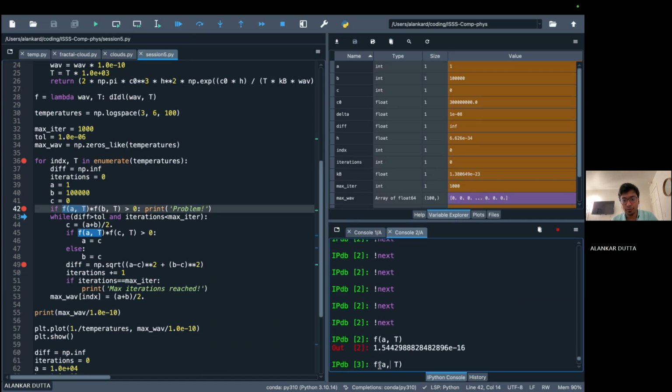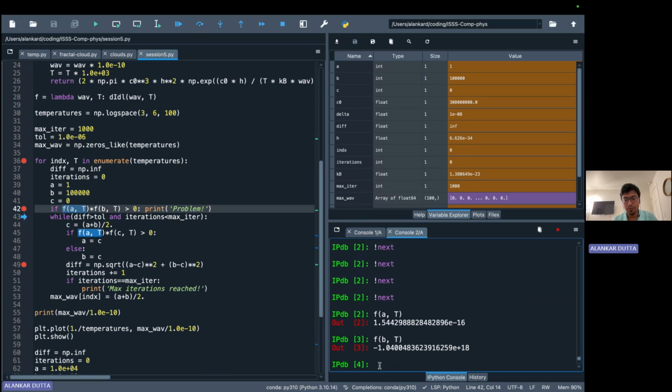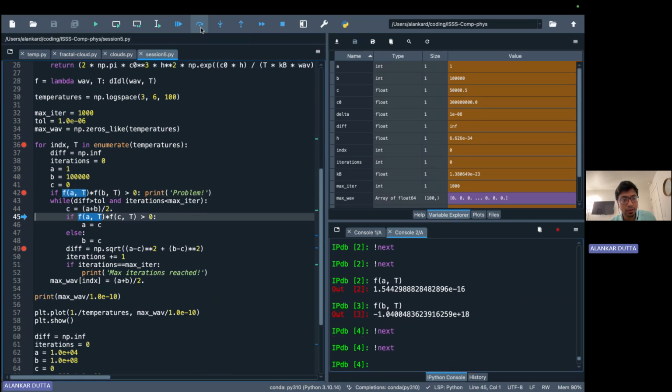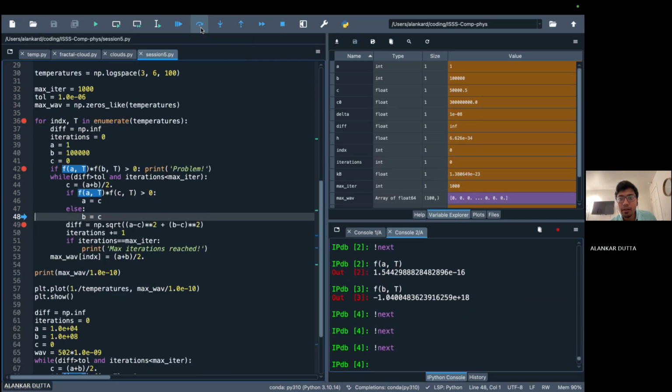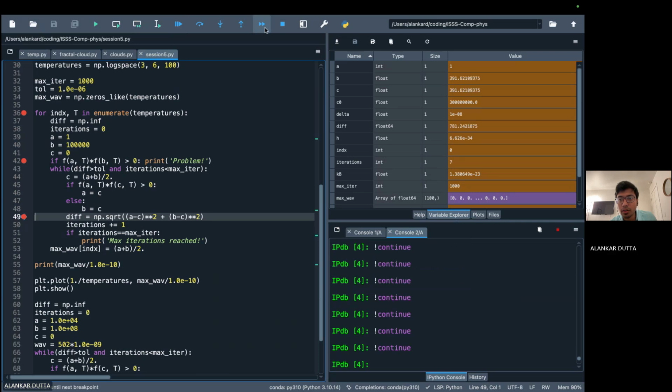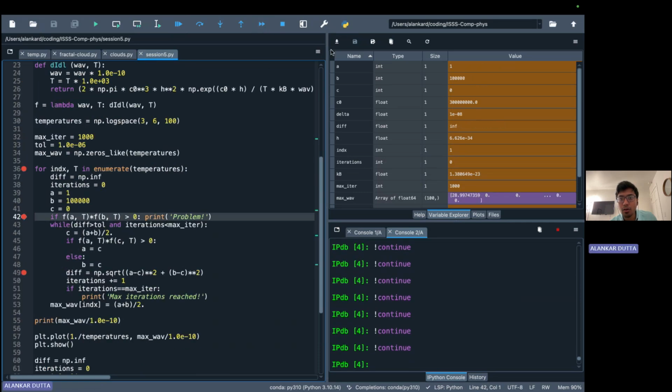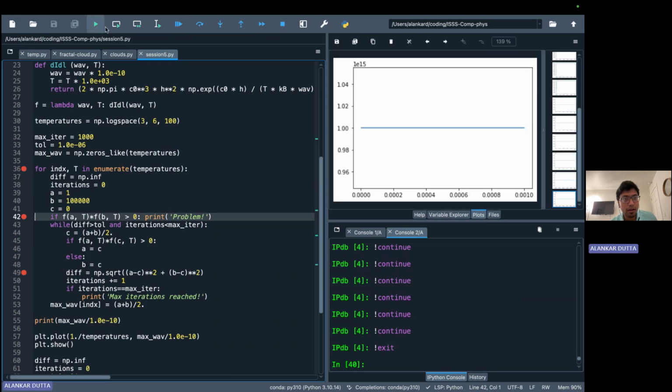This one and B, these are of opposite signs. So these are on two sides. Okay. So let's try to see if the diff is going to decrease or not. Yes, the diff is decreasing as usual. Okay. So let's stop this one and start to plot it.